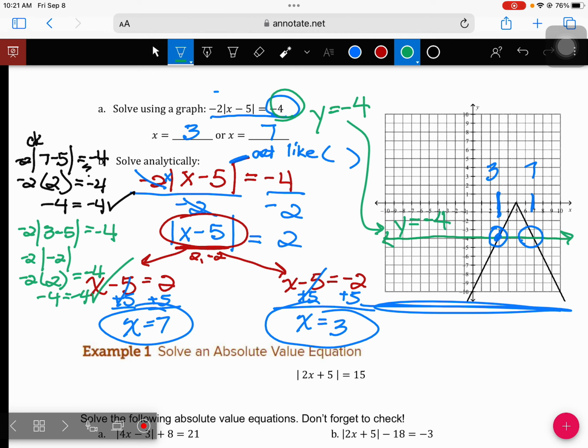Okay. Questions on how we solved that out. And look, we got the same answers, 3 and 7, from the graph as what we did in solving it algebraically.